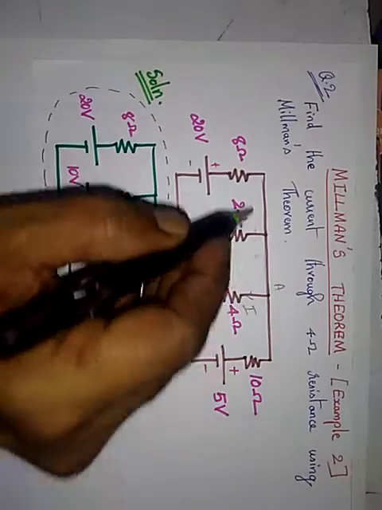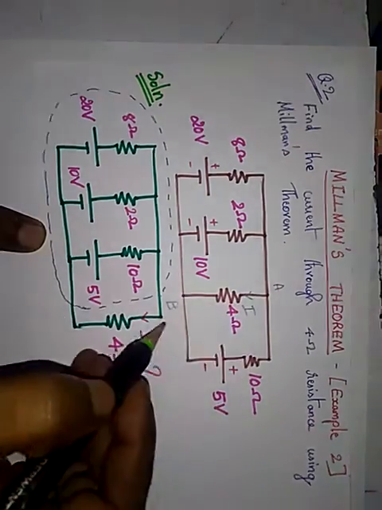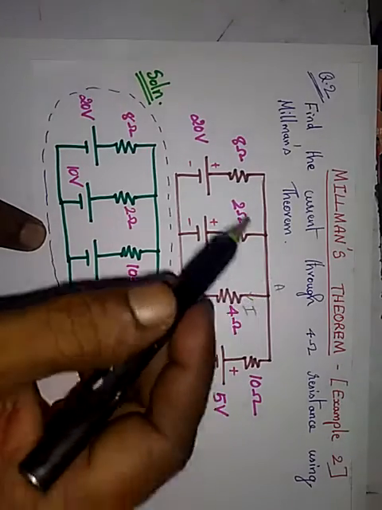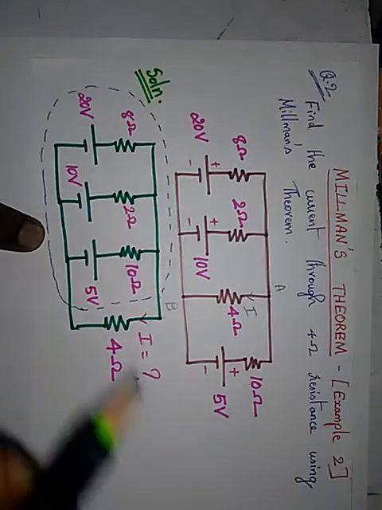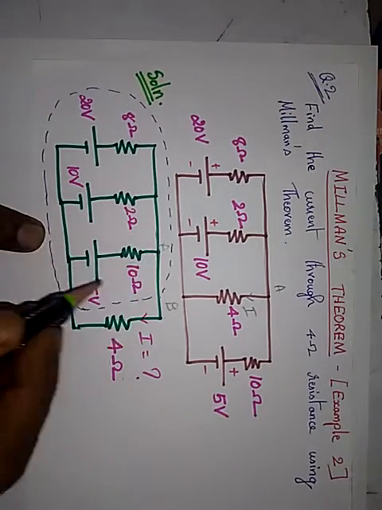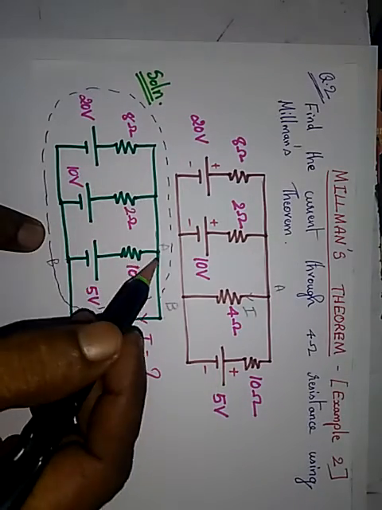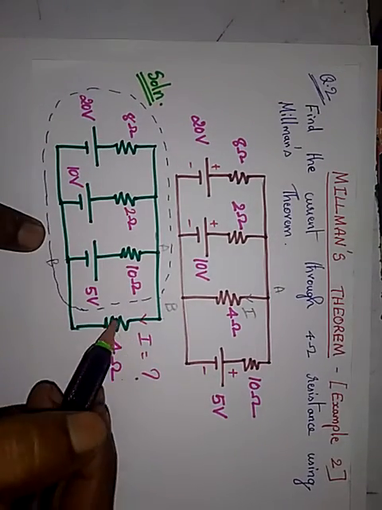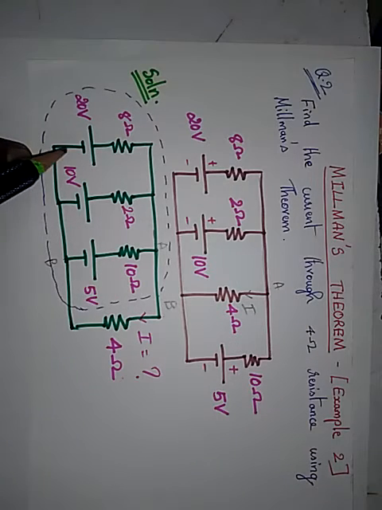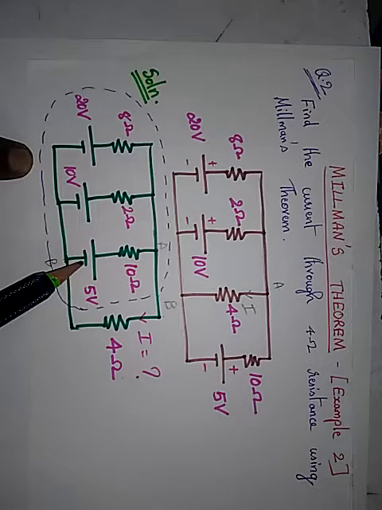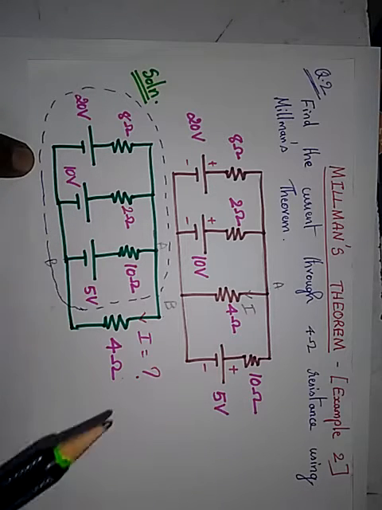If I call this line as B and this line as A, between A and B you have this and this 4 ohms. So now this is A, this is B. In between A and B you have this branch, this branch, this branch, and the 4 ohm resistor. Now if you see carefully, these three voltage sources are connected in parallel with their series resistance given.